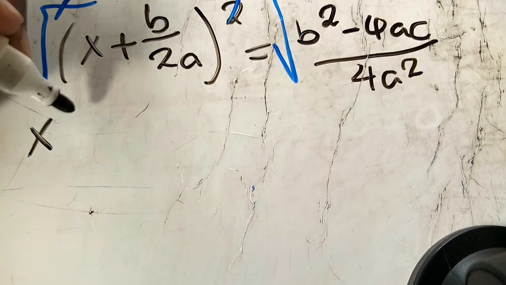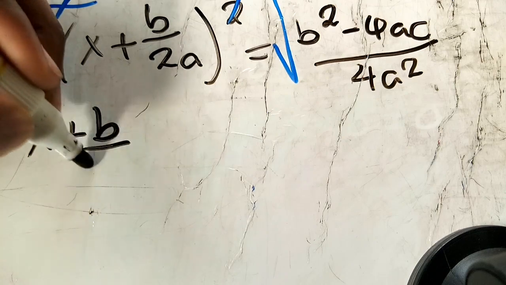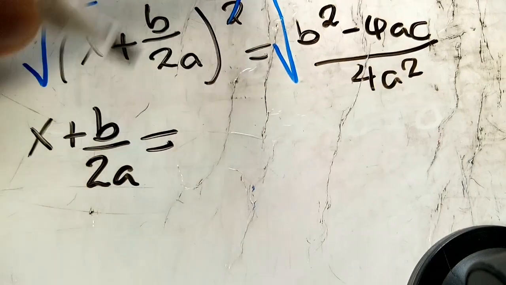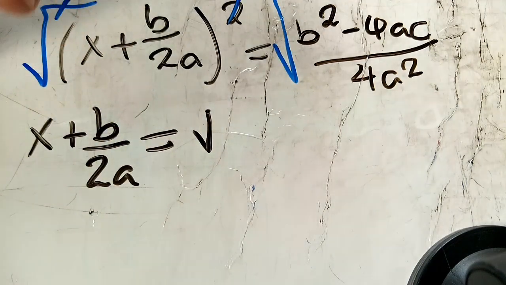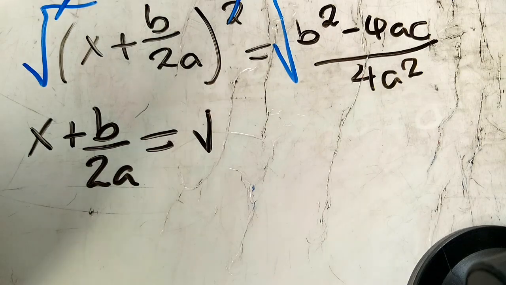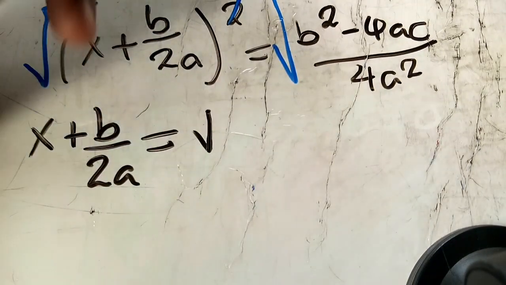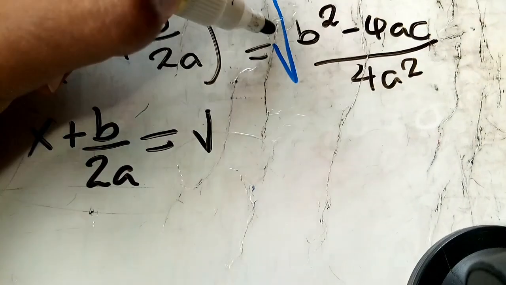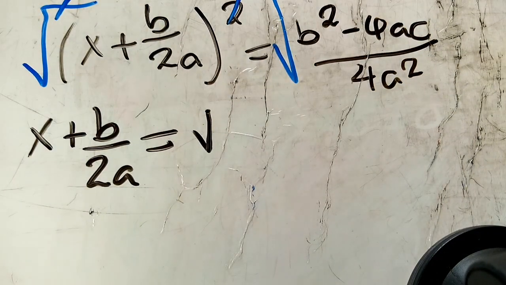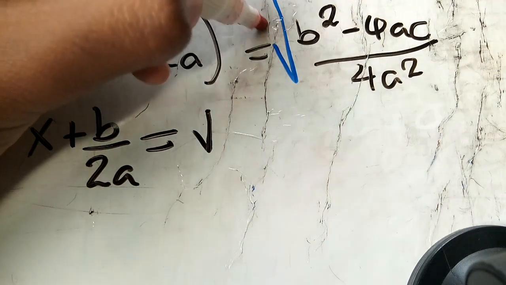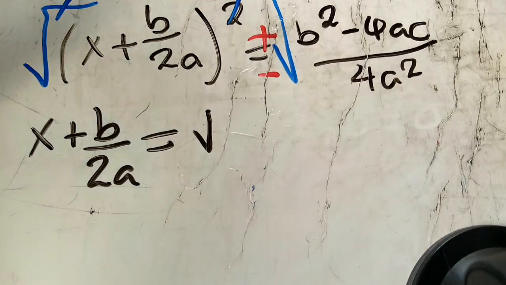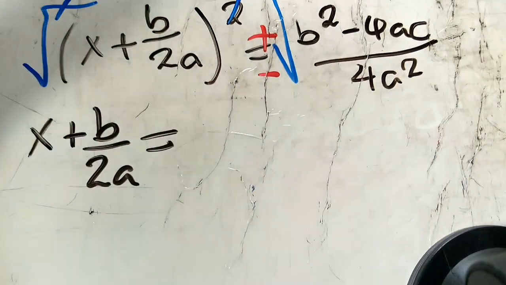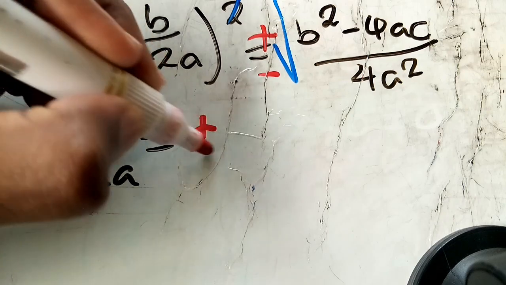So we're going to say x plus b over 2a is equal to, so we're just going to say the square root of, oh, by the way, before we say the square root of that, we have to know the square root of this thing will obviously be a positive or minus thing. So now we're going to keep this positive and minus over here.